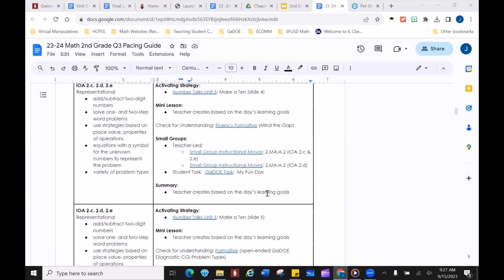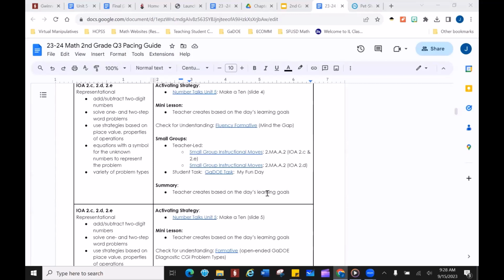The 2-day progression includes using strategies based on place value and properties of operations to solve 1- and 2-step word problems. Students will use drawings, number lines, and/or thousands charts and equations with the symbol for the unknown to represent the problem. Addition and subtraction is within 1,000. This was done to give students another opportunity to continue working with a variety of problem types.